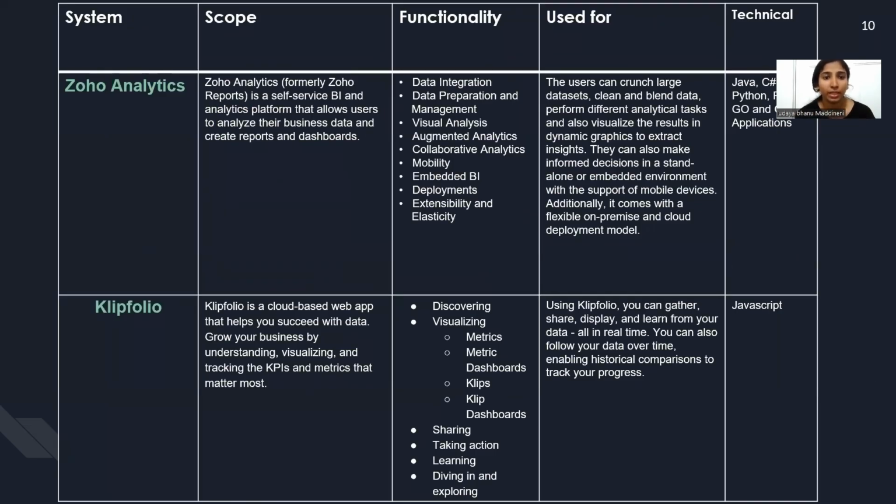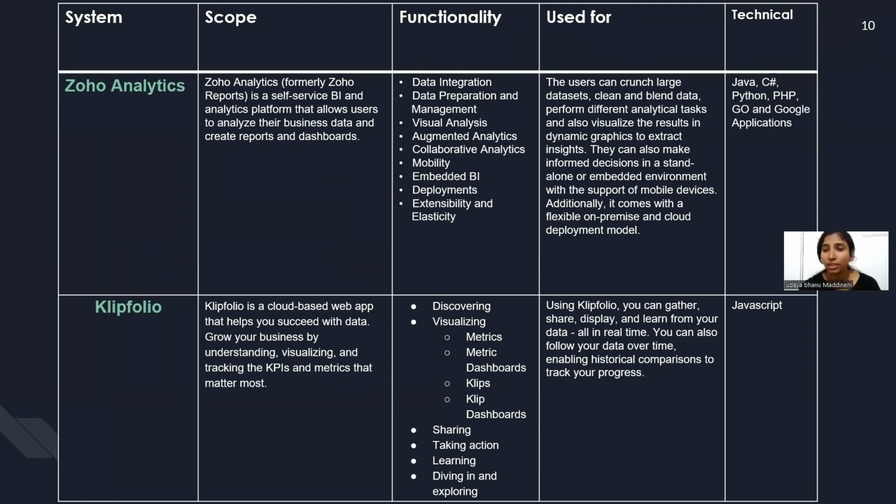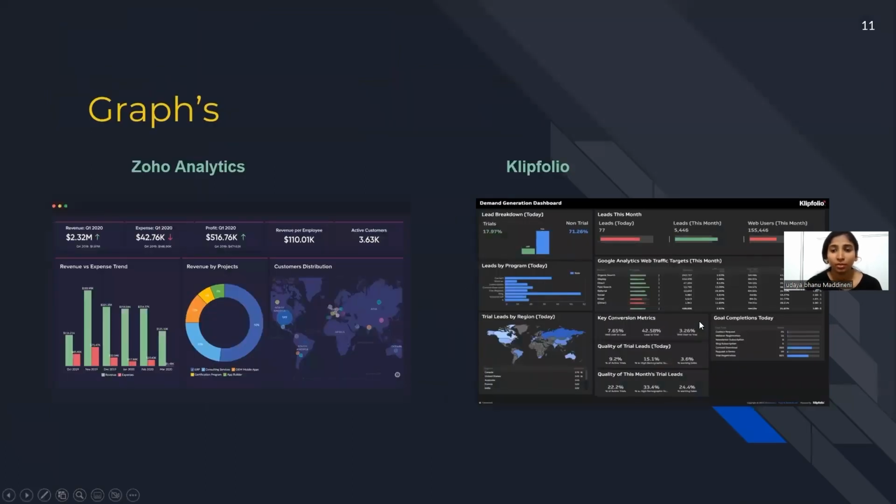And next, coming to Zoho Analytics, the analytics platform that allows users to analyze their business data and create reports and dashboards. This also uses several programming languages like Java, C Sharp, and Google applications too. And Klipfolio is a cloud-based application, so users can leverage all the Google applications in one platform, and this uses JavaScript. These are the images showing how data visualization is done for Zoho Analytics and Klipfolio.